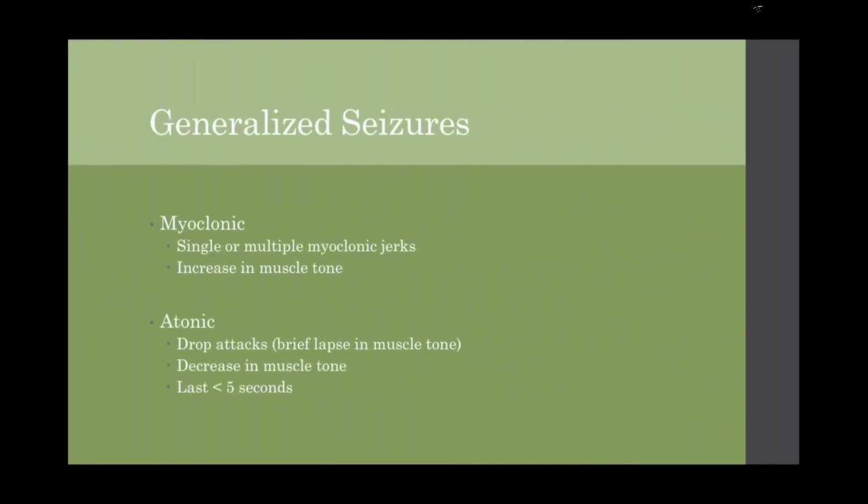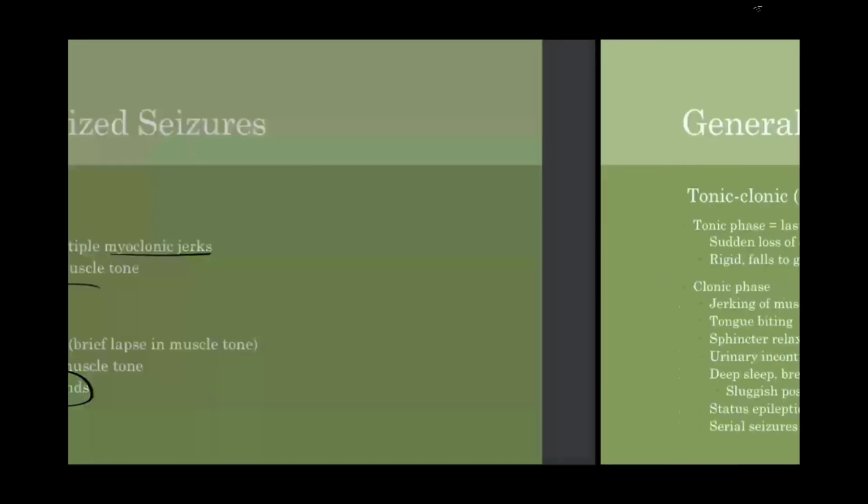Generalized seizures, again, we have our myoclonic. These are just myoclonic jerks, just an increase in muscle tone. Your atonic seizures are called drop attacks. So in that video, that guy was reading the book and his head just fell. That's an atonic, that's a drop attack. It doesn't last very long, less than 5 seconds. You saw the guy reading the book, his head fell down, he came right back up again, then his head fell down.